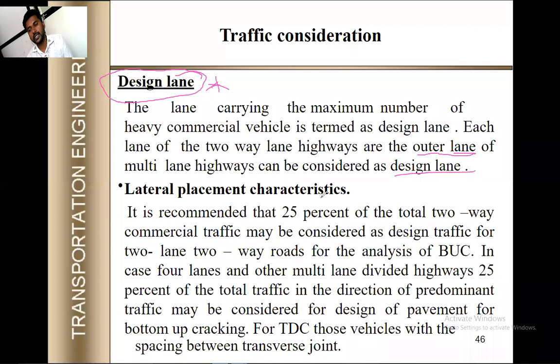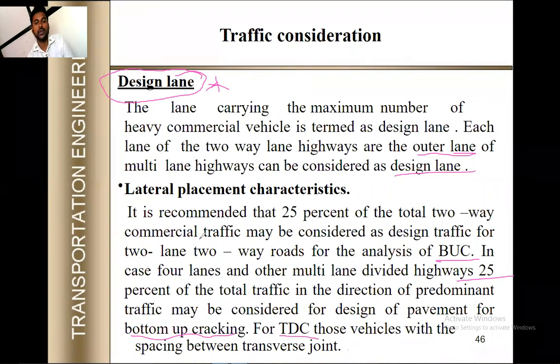Regarding the lateral placement criteria, it is recommended that 25% of the total two-way commercial traffic may be considered as the design traffic for two-lane, two-way roads. In the case of four-lane divided roads, 25% of the total traffic in the direction of predominant traffic may be considered for the design of the pavement.